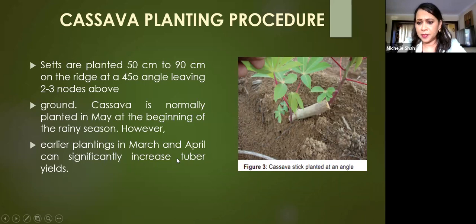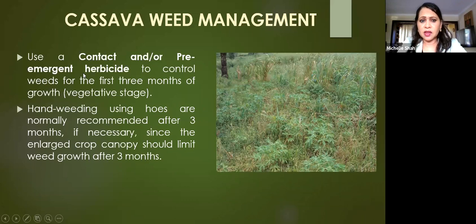Cassava weed management. Use contact or pre-emergent herbicide to control weeds for the first 3 months of growth. Hand weeding using hoes is normally recommended after 3 months, if necessary, since the enlarged crop canopy should limit weed growth after 3 months. So this crop here is not in a suitable condition because there are too many weeds growing. So this is how a crop should not look.